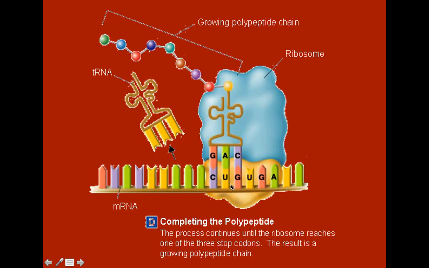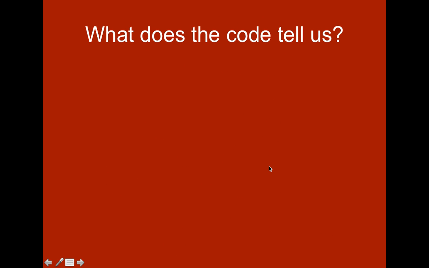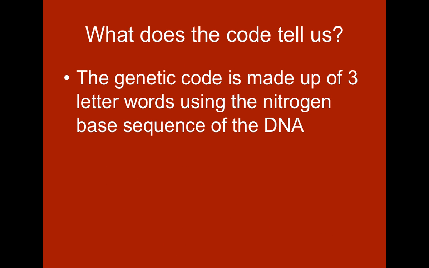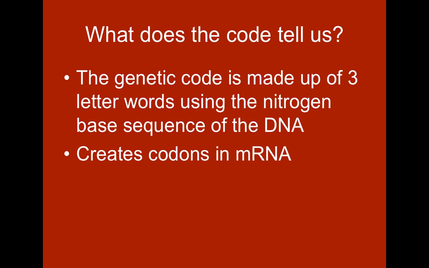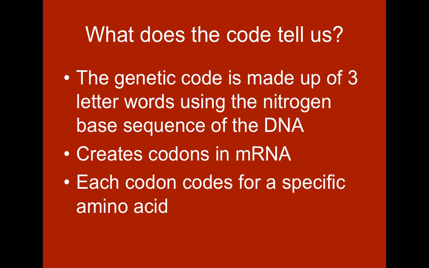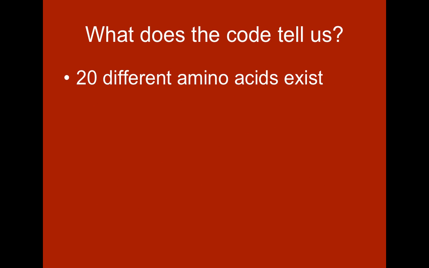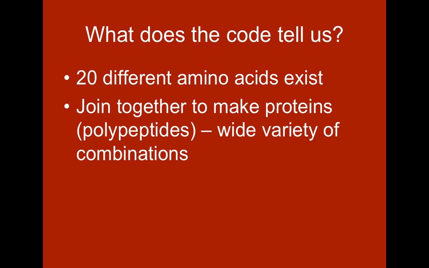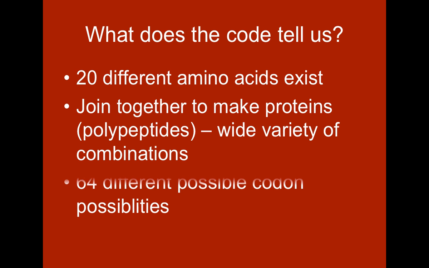So let's take a look at that mRNA code. The genetic code on the messenger RNA is made up of three-letter words, and it uses the nitrogen base sequence of the DNA, which gets transcribed into messenger RNA. So it creates those codons in the messenger RNA, and each codon codes for a specific amino acid. Now, we have in nature 20 amino acids, and they join together in a specific pattern and a specific number of amino acids to create the proteins, the polypeptides that we have, and we have thousands of them. We have 64 different possible codon combinations.